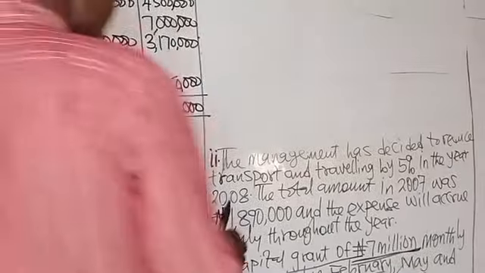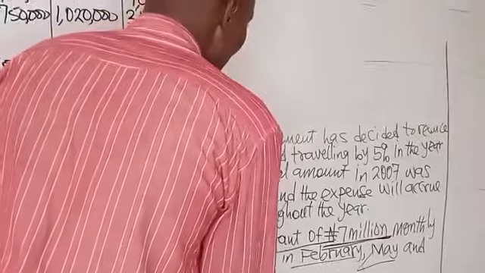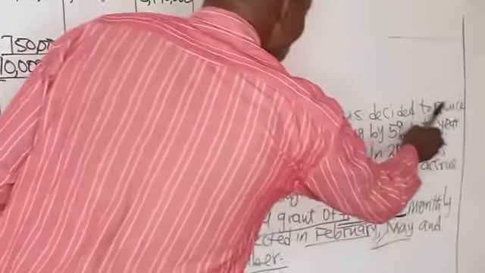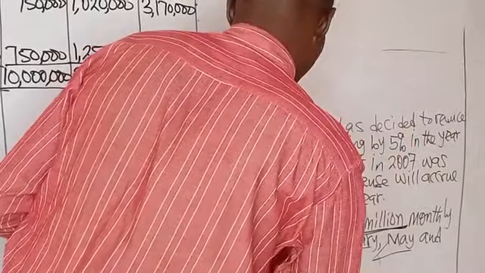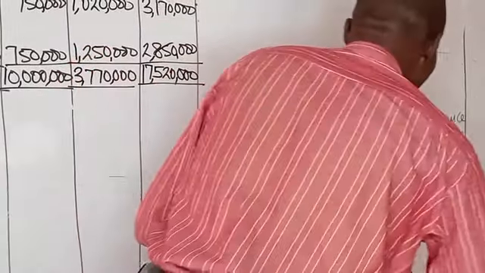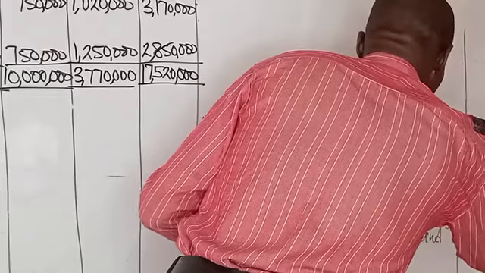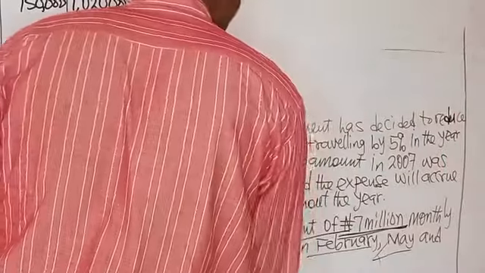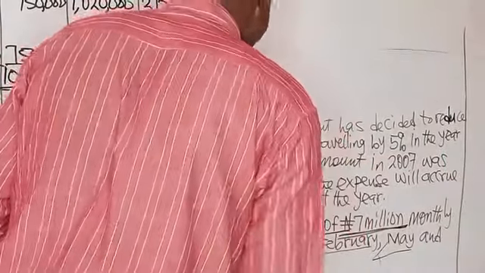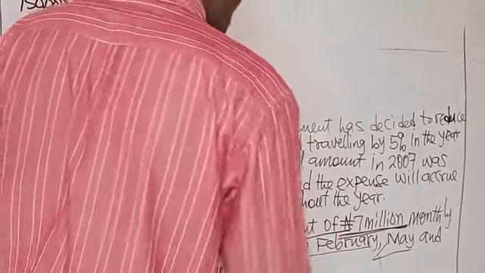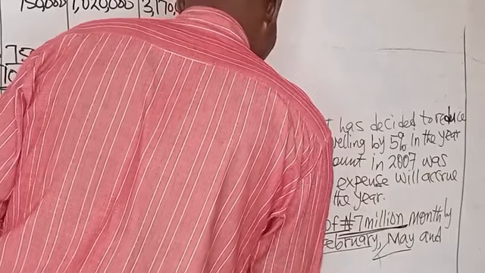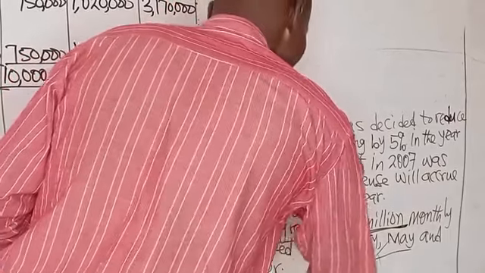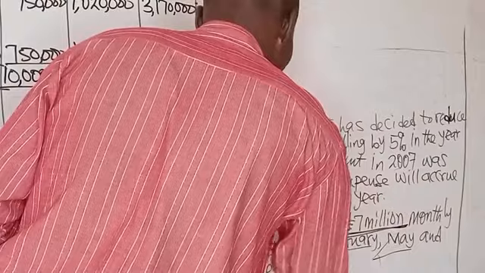Note 2. The management has decided to reduce transport and traveling by 5% in the year 2008. The total amount in 2007 was 1,890,000, and the expenses will accrue evenly throughout the year.